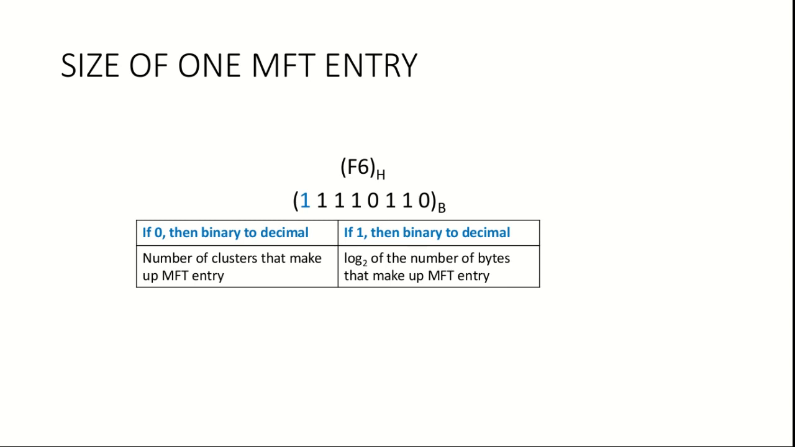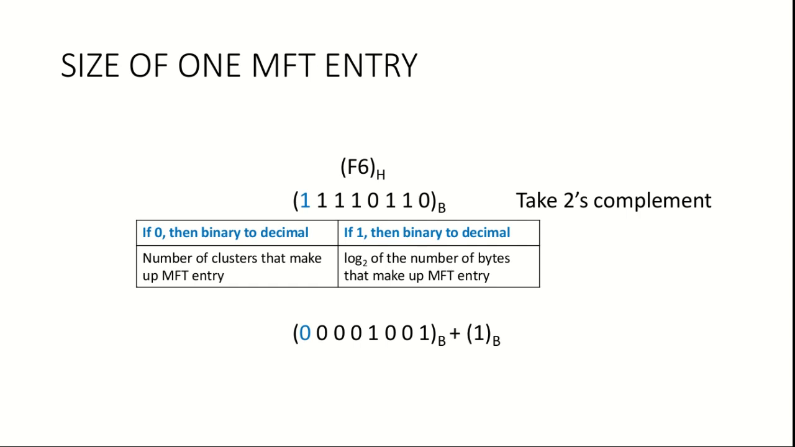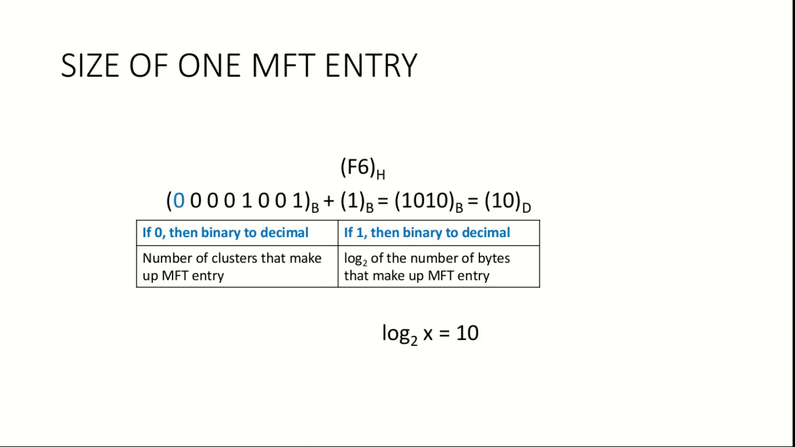Let's convert it to a positive number first. For this, we take the 2's complement of the binary number. This is done by inverting zeros to ones and ones to zeros and adding 1 to the result. A simple binary addition yields 1010, which on conversion to decimal gives 10. Now this decimal value 10 is the log base 2 value of the number of bytes that make up an MFT entry.